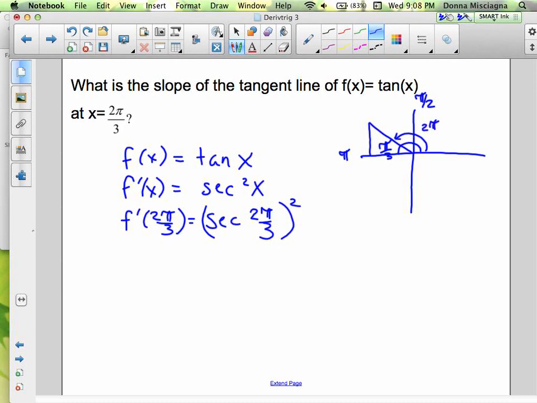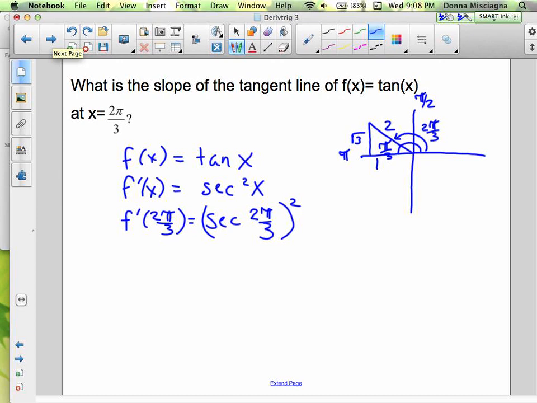Pi thirds is the same as 60 degrees, because 180 divided by 3 is 60. A third of pi is 180 divided by 3, which is 60. Opposite 60 degrees is the square root of 3, the adjacent side is 1, and the hypotenuse is 2.